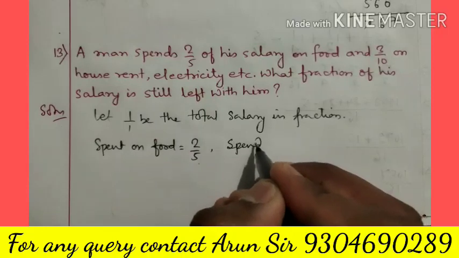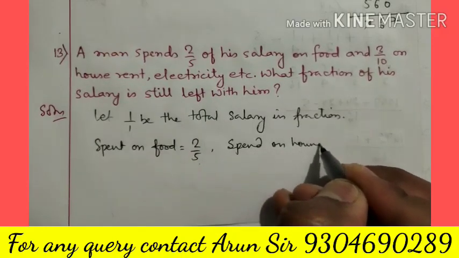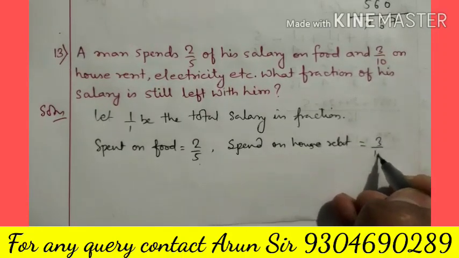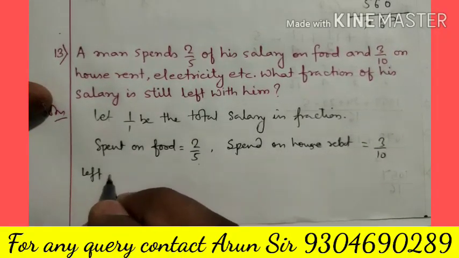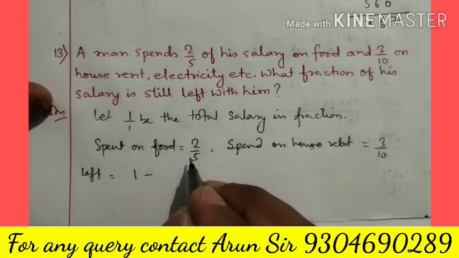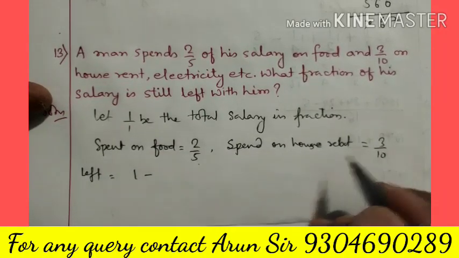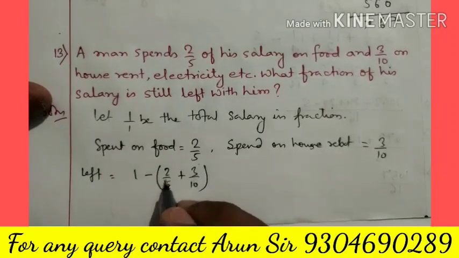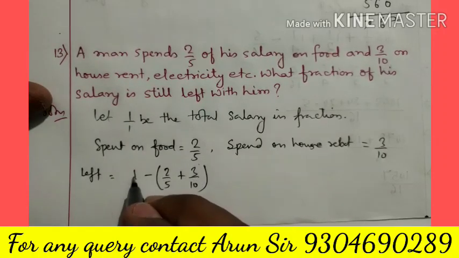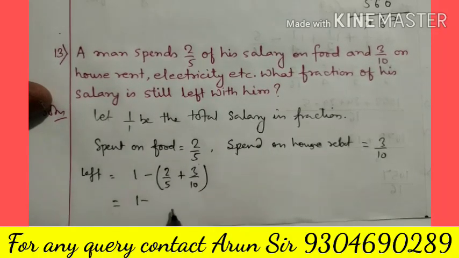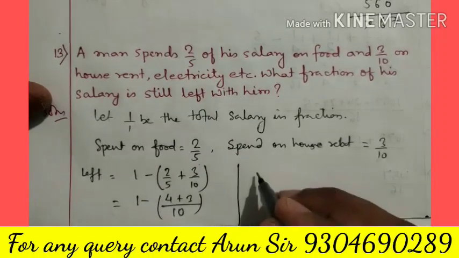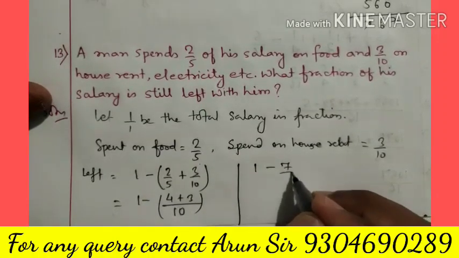Spent on house rent, etc. is 3 by 10. How much is left? Left is equal to 1 minus, we will add these two. After adding these two, we will subtract this. So we will give here bracket plus 3 by 10, because these are the expenditure and this is the total salary. 1 minus, here we will take LCM. 10, 5 2 ja 10, 2 2 ja 4, 10 1 ja 10, 1 3 ja 3. In the next step, it will be 1 minus 7 by 10.